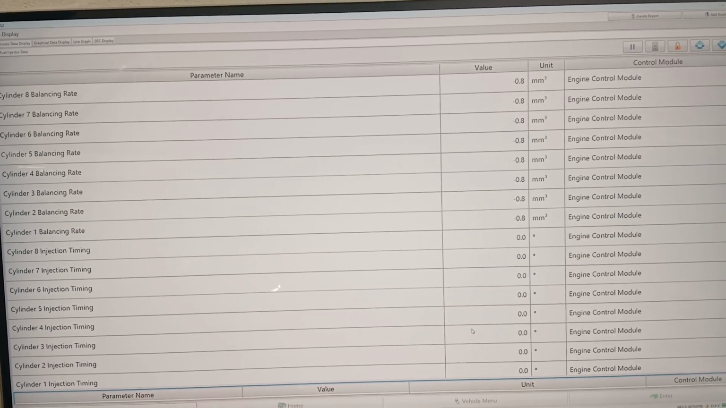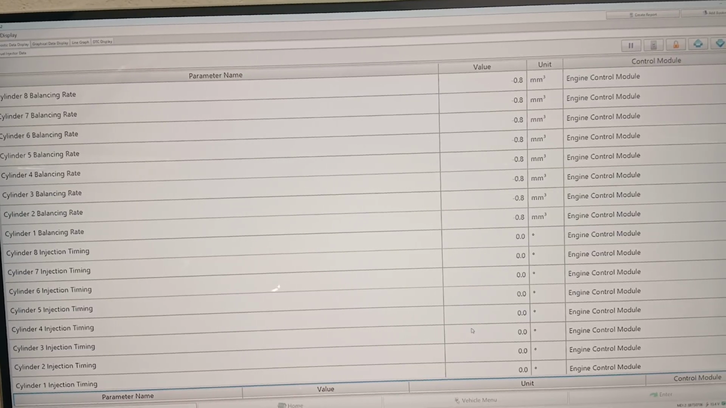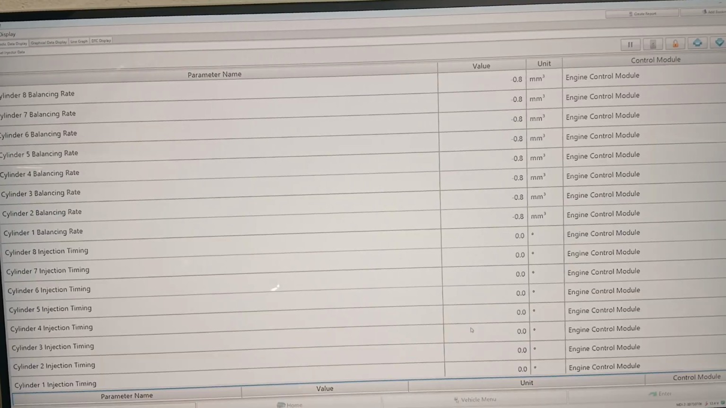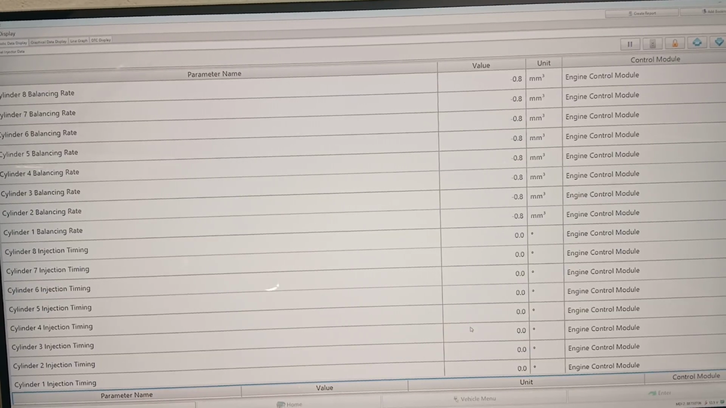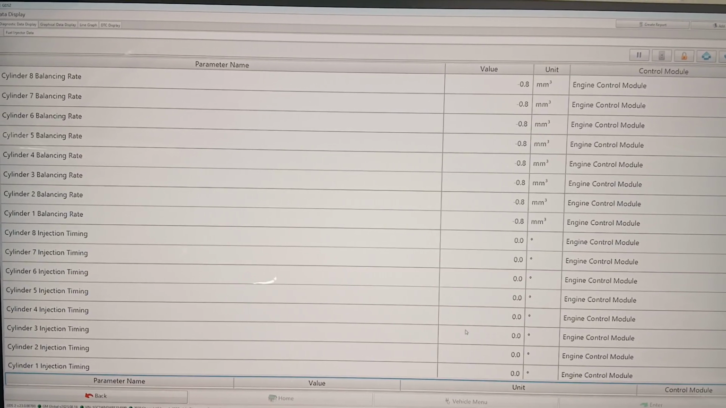So we've got a 23 Chevy Silverado diesel sitting here running this morning, and I wanted to look at a little bit of injector data to kind of give you an idea of some things that you can look at when you have a truck that comes in that's running bad. So we're going to look at injector balance rates, injector timing, and our injector command, and kind of talk a little bit about how that works.